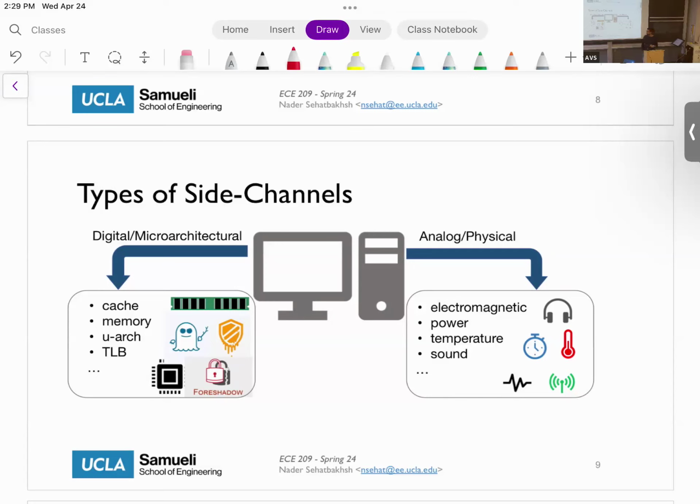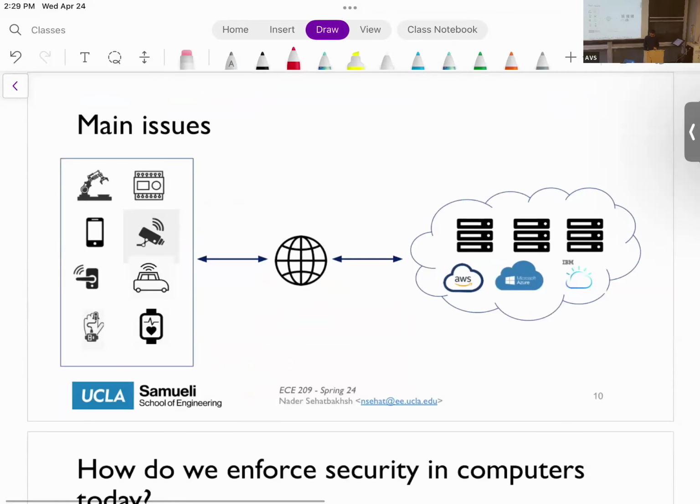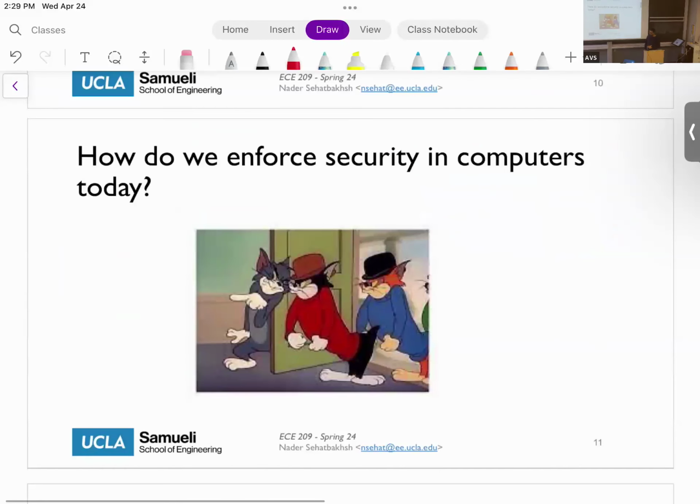And again, the reason this is possible nowadays is that you can co-locate two different applications on the same machine. That's the big deal. So how do we enforce security in computers today? This is the question: under these assumptions, how do we even try to fix this?